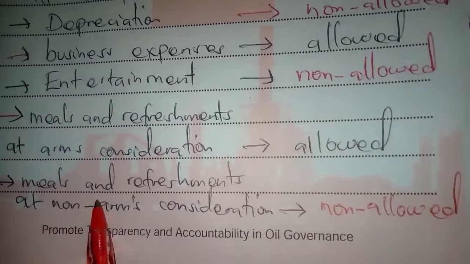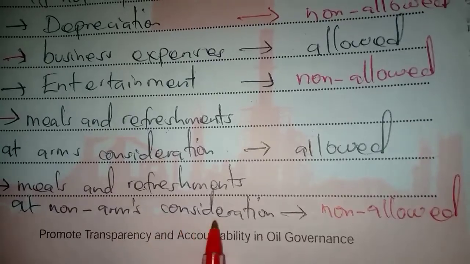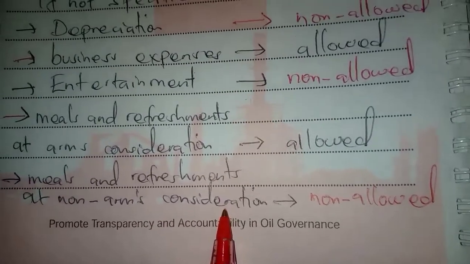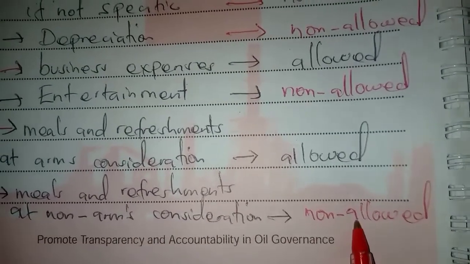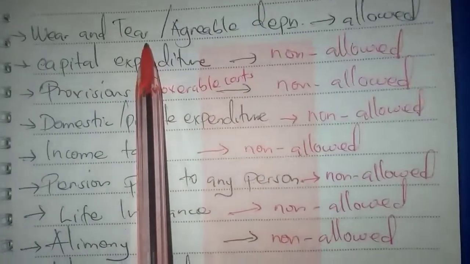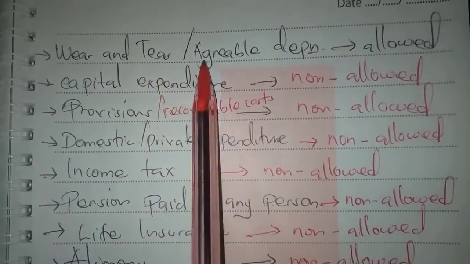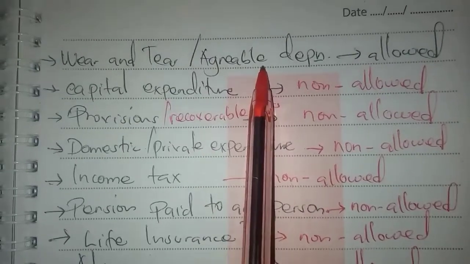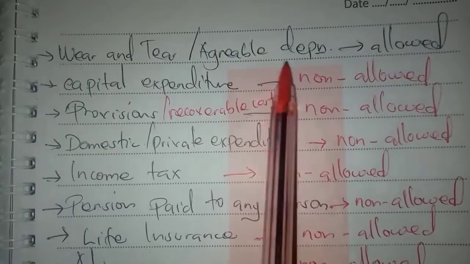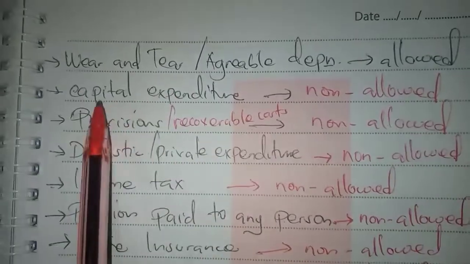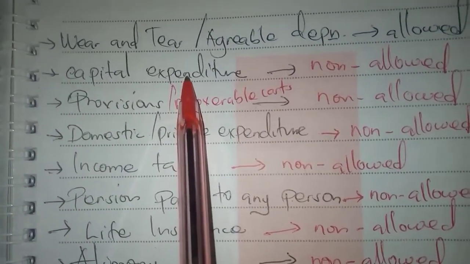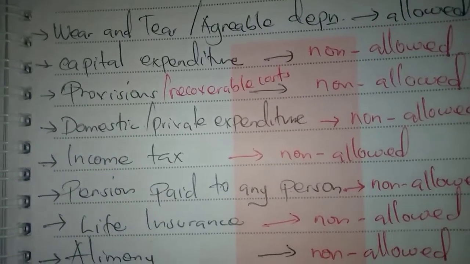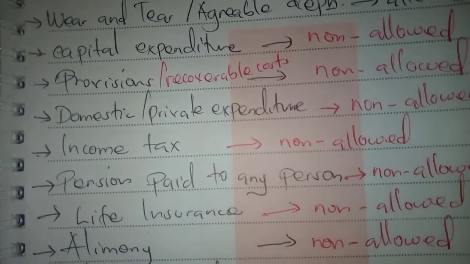But in case of meals and refreshments at non-arm's consideration, in case they were only given to specific employees, not all employees, it becomes non-allowed. Then we continue. We have wear and tear, also known as agreeable depreciation. It is allowed. Then capital expenditure, those expenditures that are incurred in acquiring capital assets or fixed assets.